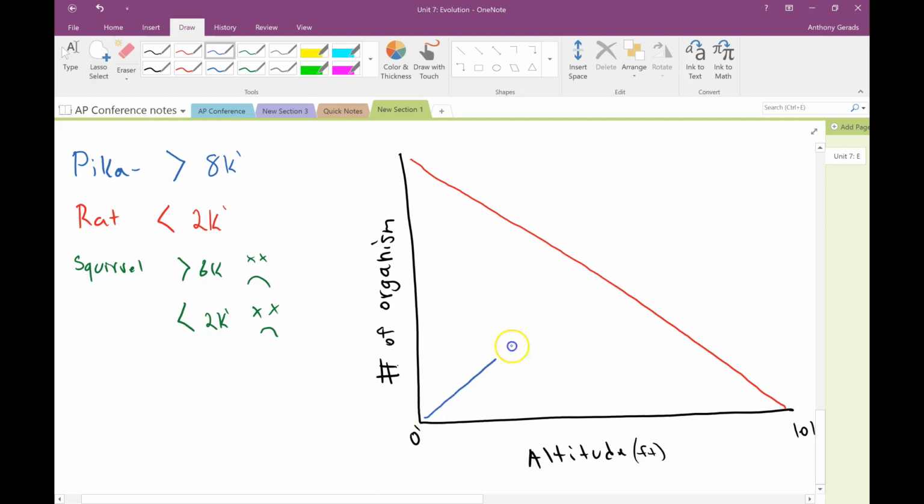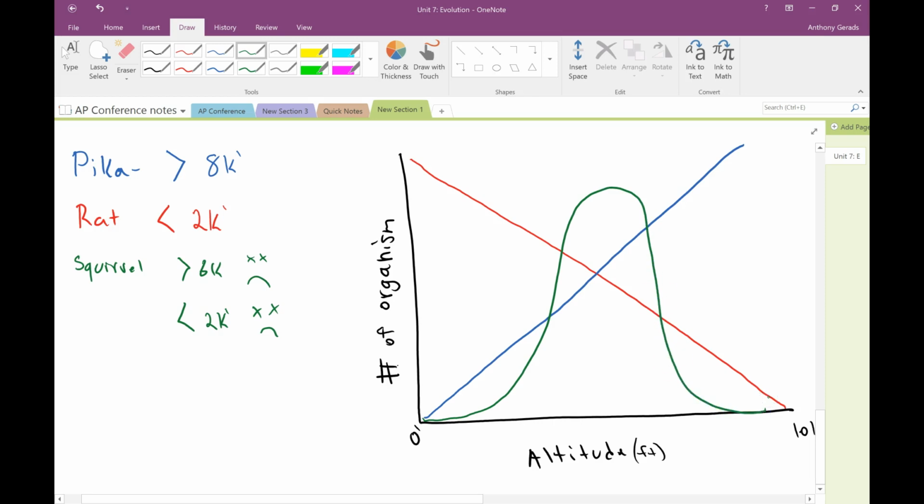Oh. It's going to go up. What do you think it would look like for the squirrel? It'd go what? The squirrel would go like that. Because it's showing that it really likes that middle altitude, but anything too high and anything too low, it dies. Okay? So, that's very good that you can start to realize that.